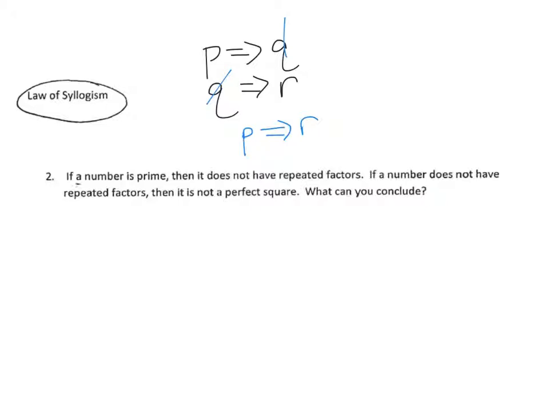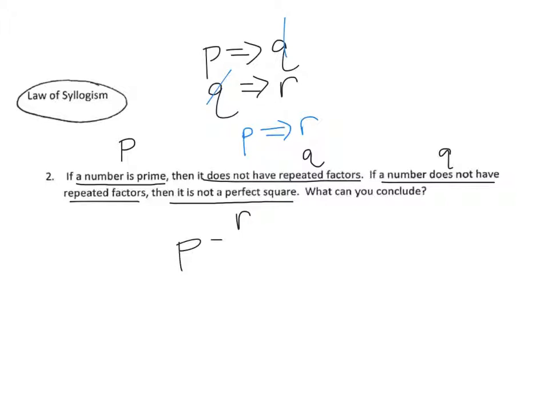So if a number is prime, we're going to call that P, then it does not have repeated factors. We're going to call that Q. If a number does not have repeated factors, which we just used, so I'm still going to call it Q, then it is not a perfect square. This is a new thing that showed up. It is not a perfect square is new. That's going to be R. It says, what can you conclude?